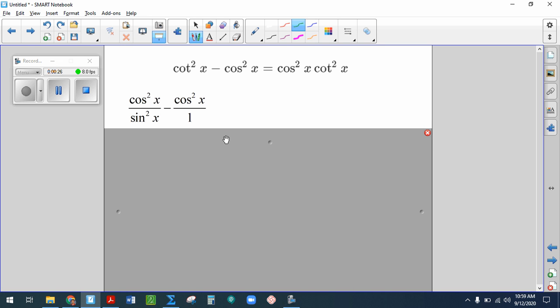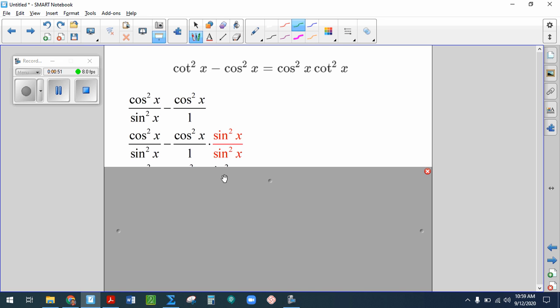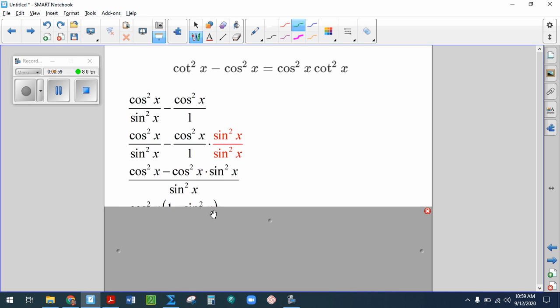On the left-hand side, cotangent squared is cosine squared over sine squared. And because I had a fraction now, I turned cosine squared into cosine squared over 1, so that I had 2 fractions. Because if I'm working with fractions, something that I can do is get a common denominator. So I need to multiply the numerator and denominator of the second fraction by sine squared x. And if I clean that up, I have cosine squared minus cosine squared times sine squared over sine squared.